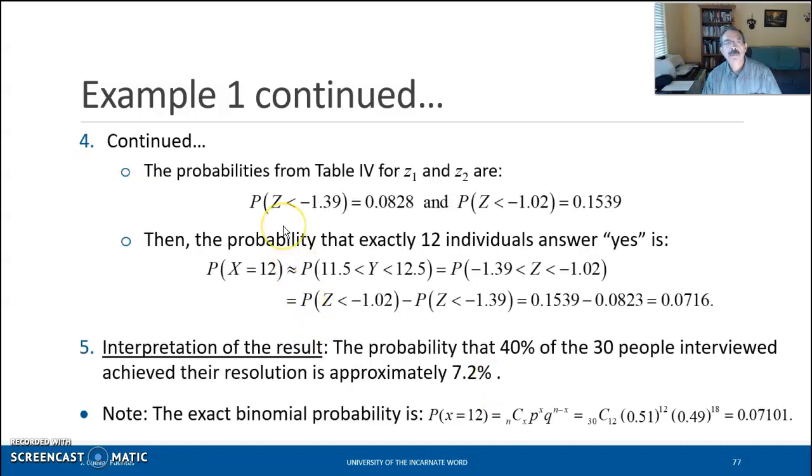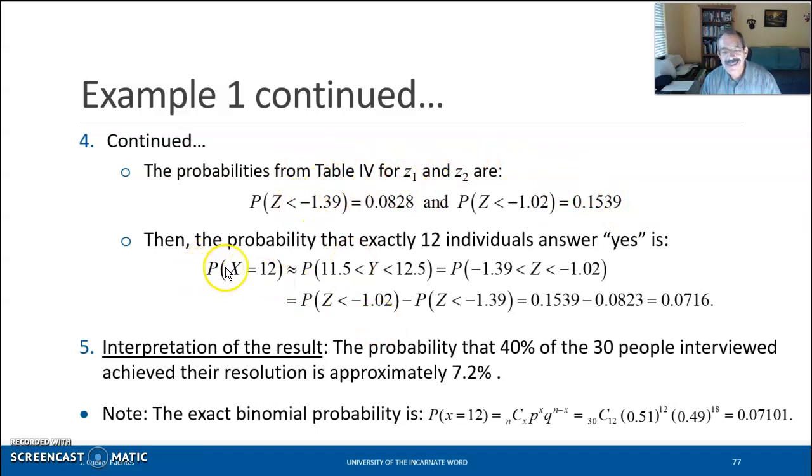So now, using these z-values, we go into table 4, and we find that the probability that the standard normal random variable z is less than 1.39 is 0.0828. You find this in table 4. And the probability that z is less than minus 1.02 is 0.1539. Again, you find this in table 4.